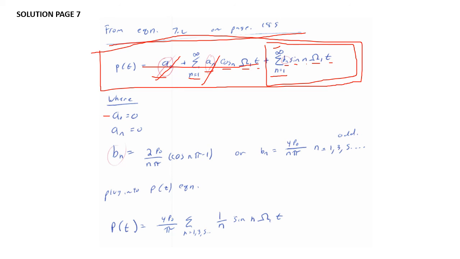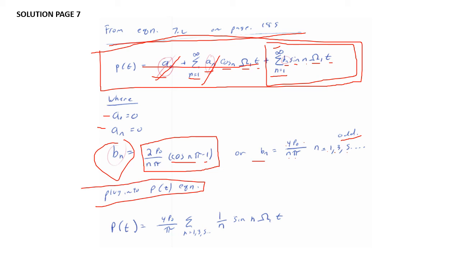We plug in our a naught equals 0, our a n equals 0, so our b n is equal to, now we plug in, we've just solved for our b n in the previous slide, 2 times p naught over n pi times the cosine of n pi minus 1, or b n is equal to 4 p naught over n pi for n values here of 1, 3, 5, for odd values there. So we can plug this back into our p of t equation here.